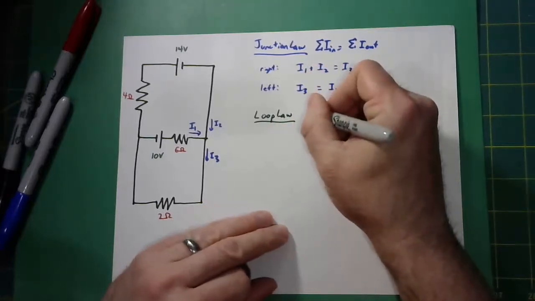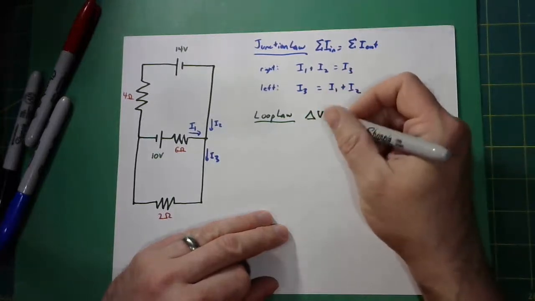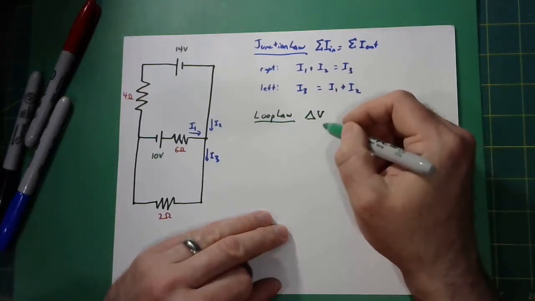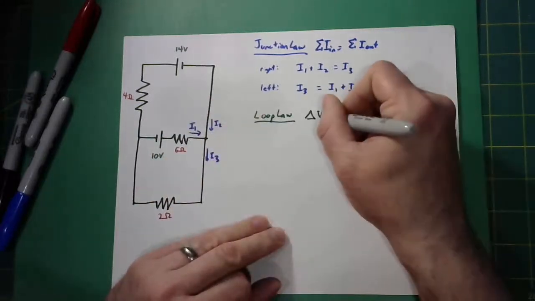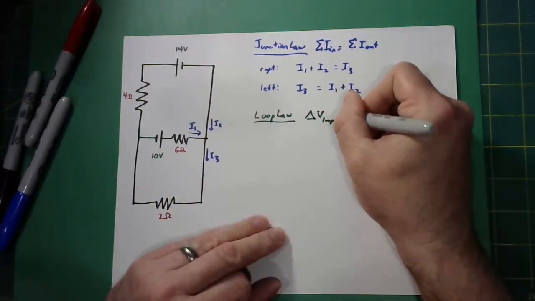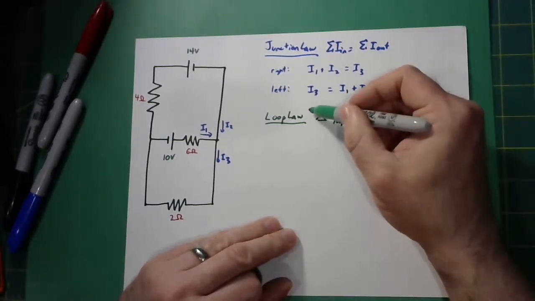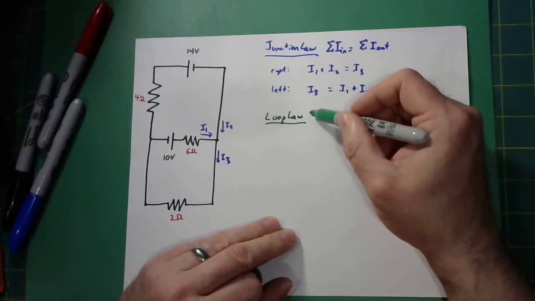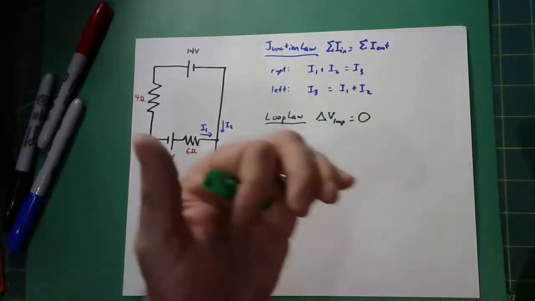Okay, in loop law, that's the one where we say my delta V's, and what this really is, it's adding up all of your delta V's going around, delta V for each circuit element, going around in a closed loop. Your delta V's better add up to 0. So it's almost like there ought to be a sigma in front of this, but I guess it looks weird having a sigma delta. I'm adding all the differences. I'm taking the sum of the differences.